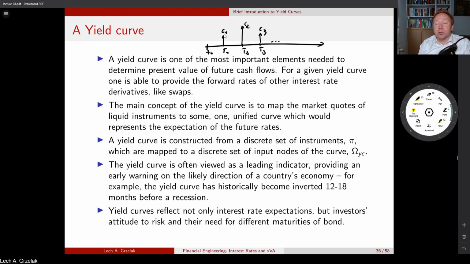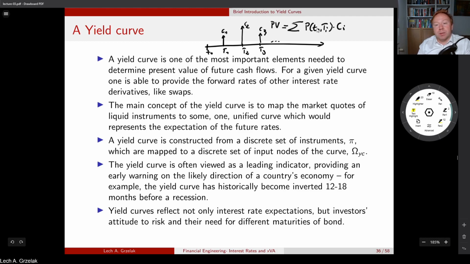So 100 euros, let's say, in 1 year is not the same as 100 euros in 2 years, because there is a time value. So if you would like to calculate the present value of these cash flows, let's say constant cash flows, then we will be talking about the discounting of those cash flows Ci at times Ti. So this is our present value, PV.